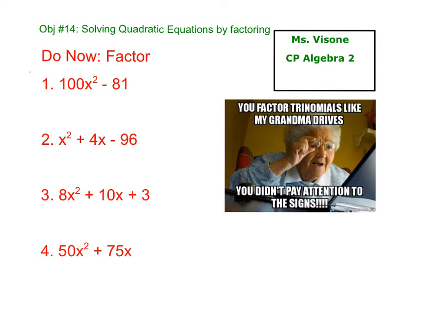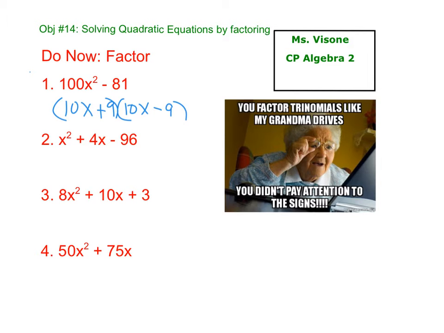So the first one is a difference of squares. 100x squared, that's 10x times 10x, and 81 is 9 times 9. Plus and minus. That's it.